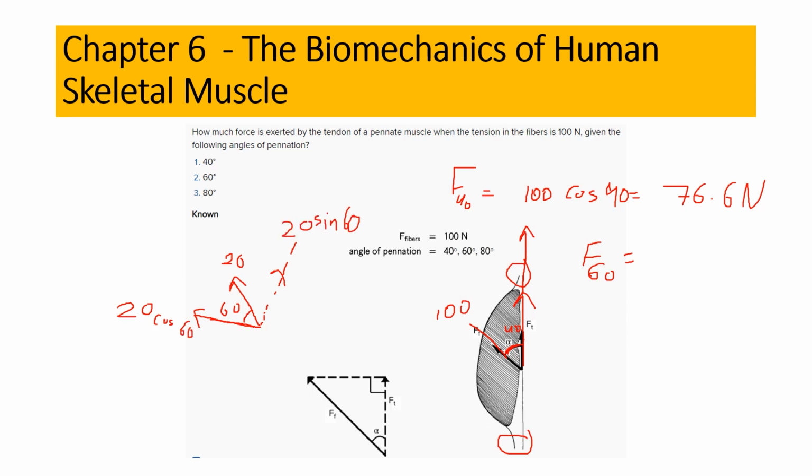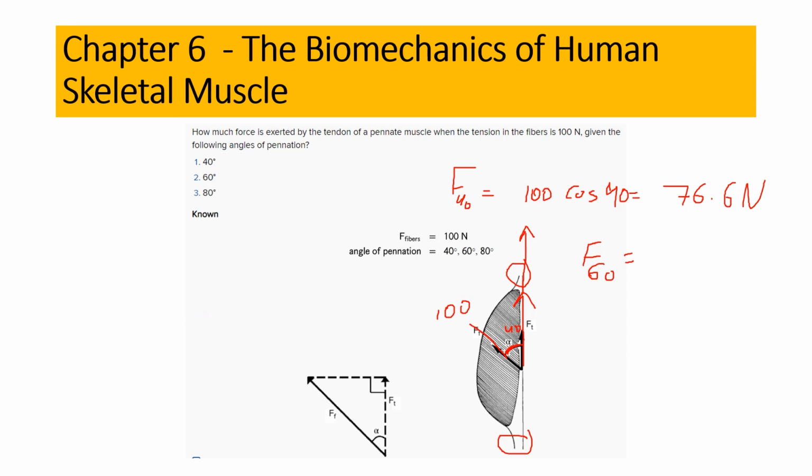So if you want to resolve a force into two perpendicular components, if you have an angle, whichever axis has that angle, that's cosine. The other is sine. That's correct. So that's what we did here with the pennation, the muscle. That's resolving a force along two perpendicular axes.